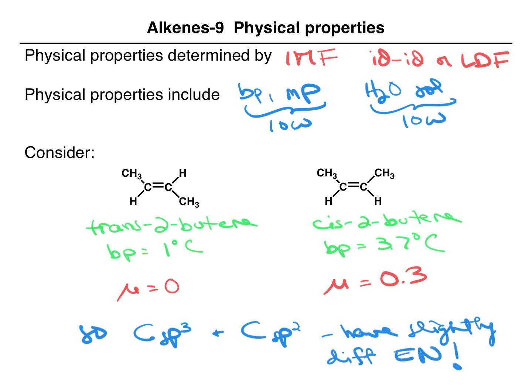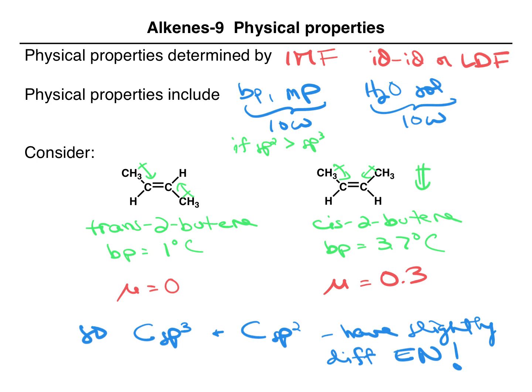But the question I have for you is, which one is more electronegative? If sp2 is more electronegative than sp3, then in the case of trans, we would have the bond dipoles going like this, and they would cancel. In the case of cis, we would have the bond dipoles going like this, and they would add up to give a molecular dipole in this direction.